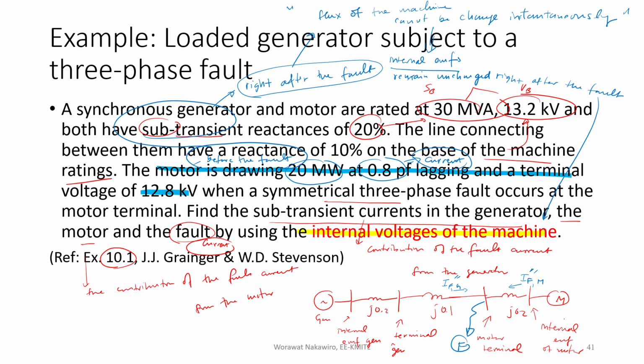So you have to analyze the circuit before that, and you just use this condition that the internal EMF cannot be changed instantaneously. So during the subtransient period, the internal EMF remains unchanged. You use the same to calculate the fault current, which I will show you just now, right?